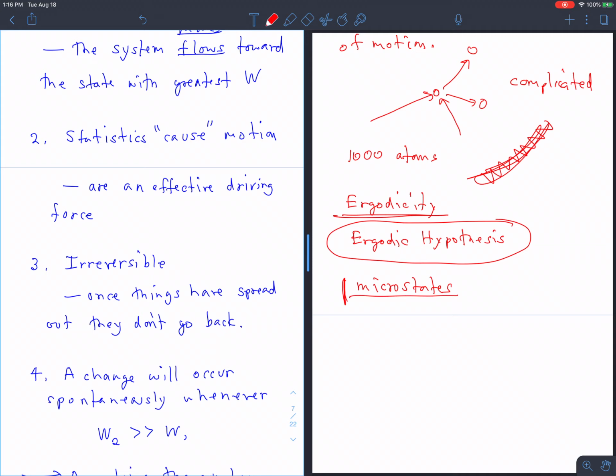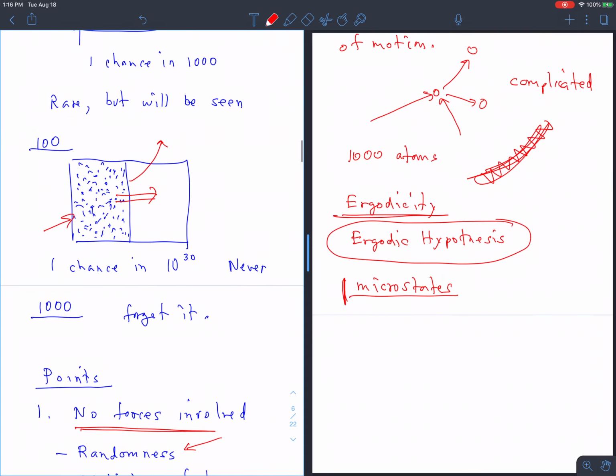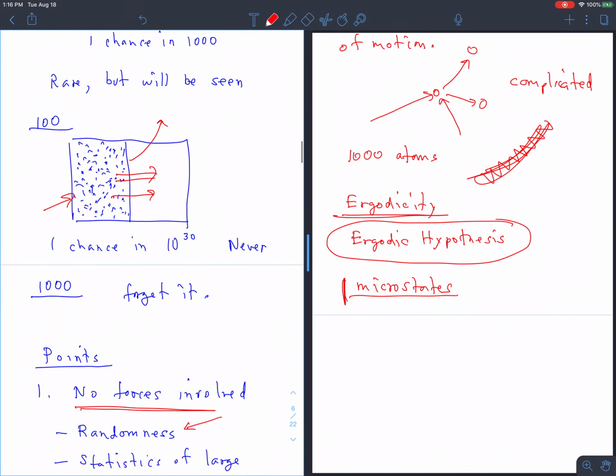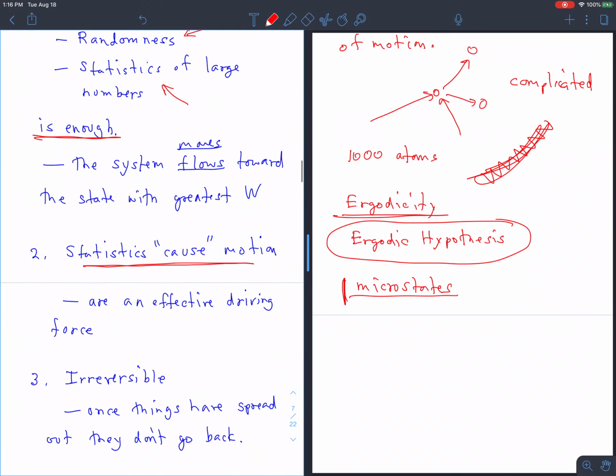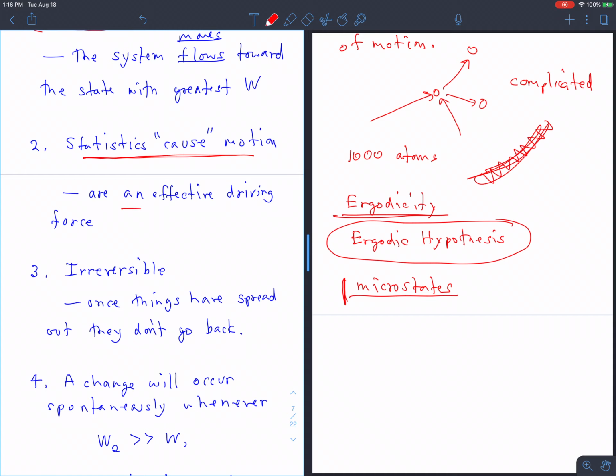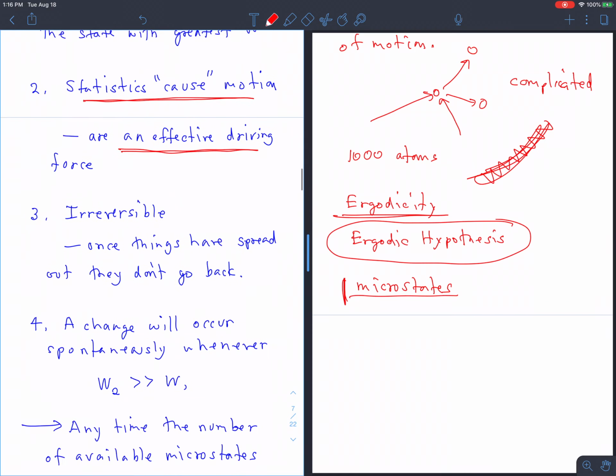And another way of saying that is that the statistics can cause motion. The fact that the gas rushes from one side to the other, what's the cause of that? Well, it's just a combination of randomness and statistics. It's not a mechanical force. And so statistics can act as an effective driving force. And we'll see this also more explicitly when I give a few examples further down.